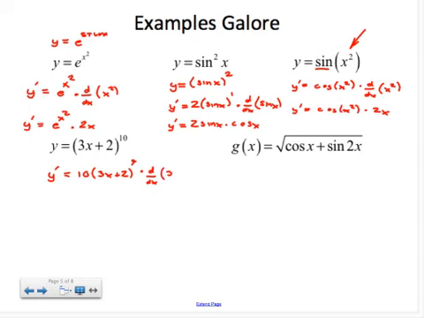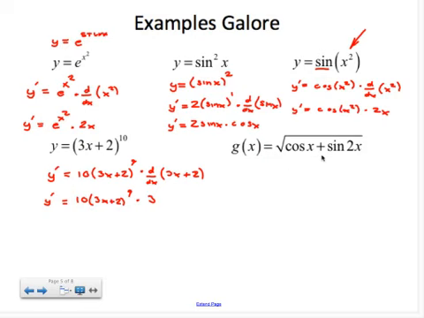If it was just x to the 10th, you'd be done. It'd be 10x to the 9th to be finished. But this is a function besides x, so we have to account for its derivative as well. So we will finish with 10 times 3x plus 2 to the 9th times 3. And yes, you can multiply the 3 and the 10. That simplifying is some work you'll be needing to do eventually. For now, we're just getting the concept here.